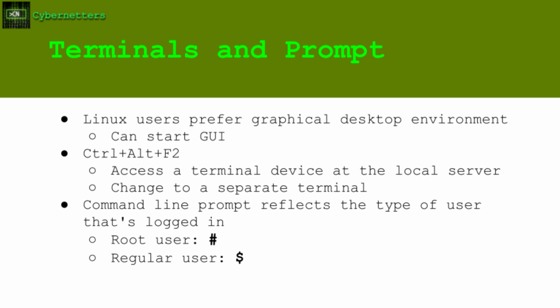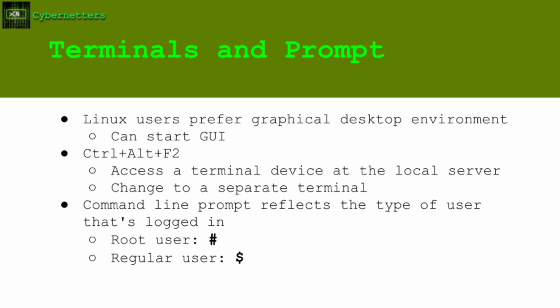Users often prefer a graphical desktop environment. Linux runs on a GUI session, but sometimes a command line interface is needed. To access a pure terminal session, use the shortcut Control Alt F2, which brings you to a text-based terminal independent of the graphical desktop. You can switch back to the GUI with Control Alt F7 or another function key, depending on the system.